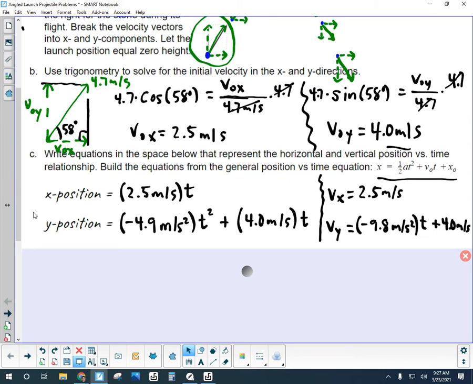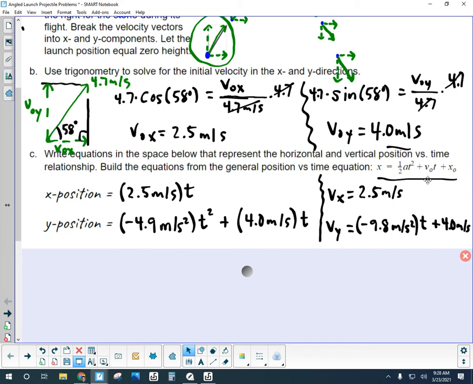All right, y direction. We go back to our general equation. Now we do have an acceleration. The acceleration is caused by gravity, and we're going to use negative 9.8 meters per second squared as the acceleration due to gravity. In the general equation, the t squared coefficient is half of the acceleration, and that's why I'm plugging in negative 4.9 here. It's important that it's negative because it's a downward acceleration.